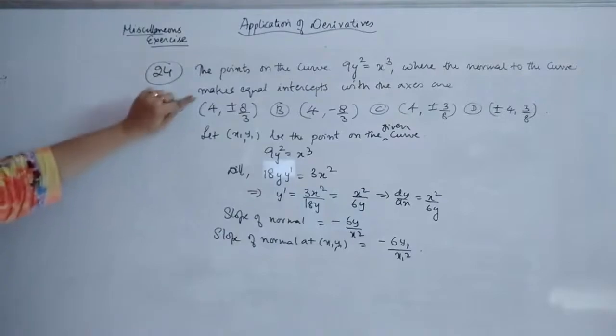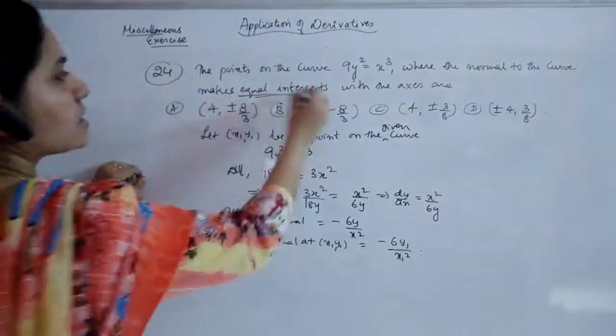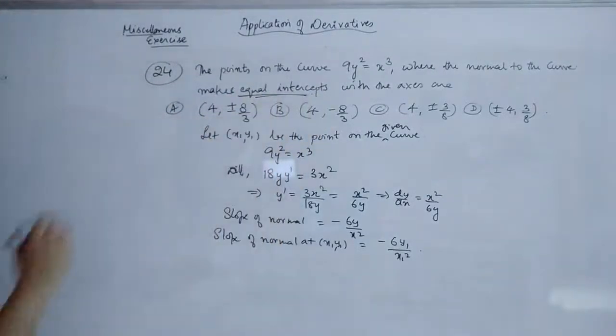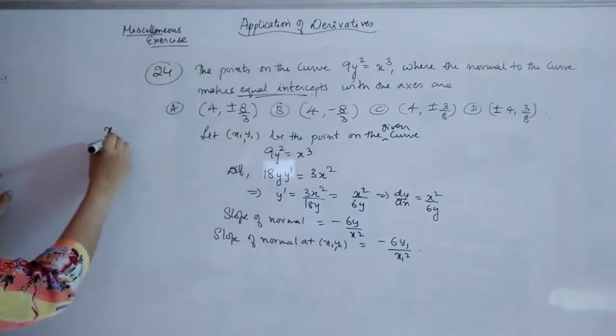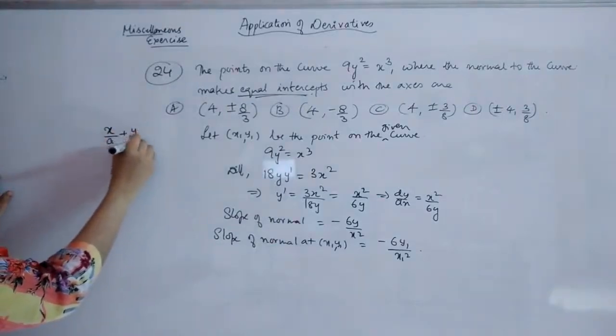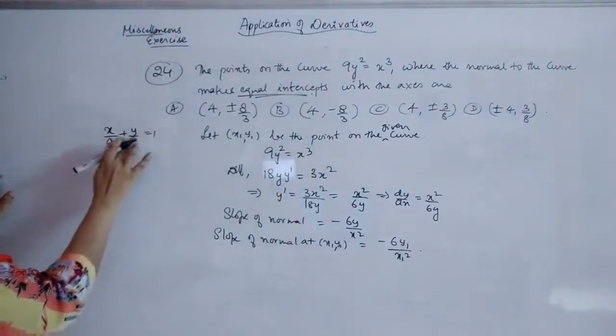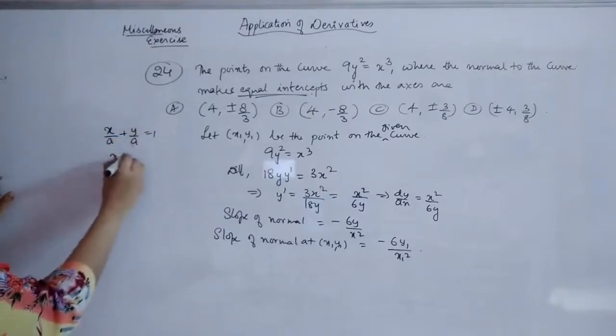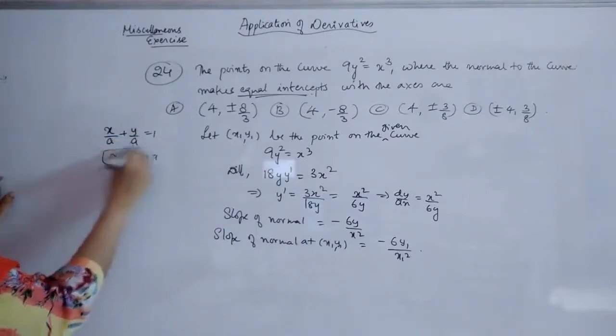Now, again, we will go for equal intercepts. Meaning, for equal intercepts, you have x by a plus y by b equal to 1, or, sorry, x by a plus y by a equal to 1, or x plus y is equal to a, right?